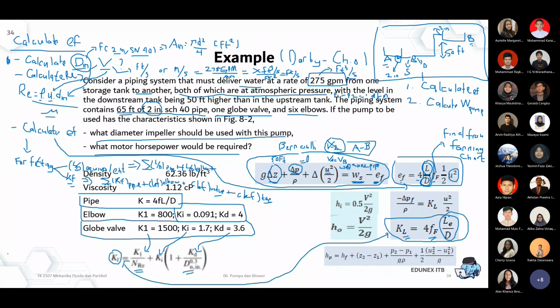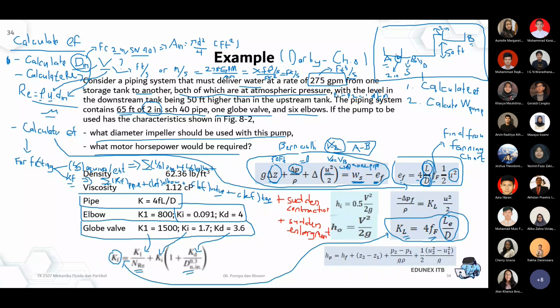To be more precise, to be more complete, you can also add the sudden enlargement and sudden contraction in your system. If you want to be very precise about this calculation, because pressure drop doesn't only happen in the fittings and the pipeline, it also happens in the sudden contraction or the sudden enlargement. That causes another delta P.